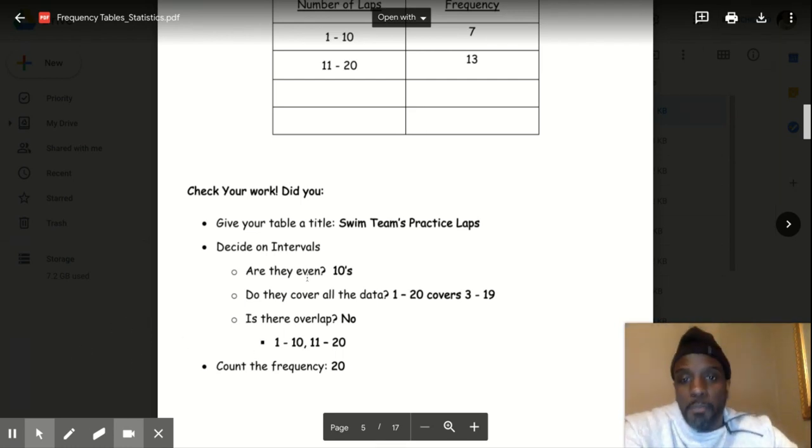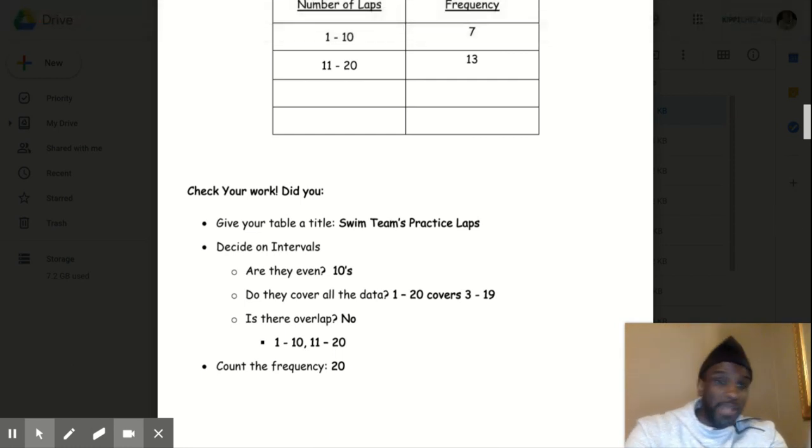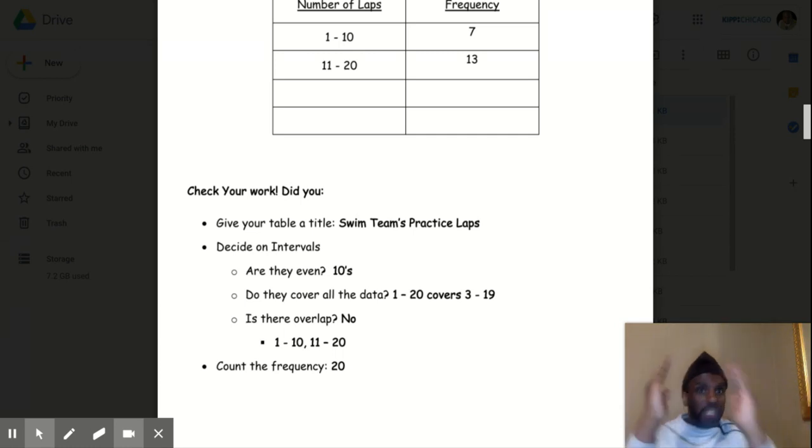So are they even? Going by 10s on each interval? Going by 2s in each interval? Going by 3s in each interval? Do they cover all the data? Is there an overlap? You do not want to overlap. If you already looked at from 1 to 5, you cannot look at from 4 to 10. You did 1 to 5, so now you got to do 6 to 10. Within that 4 to 10, you're covering the 4 and the 5, which you already did in 1 through 5.